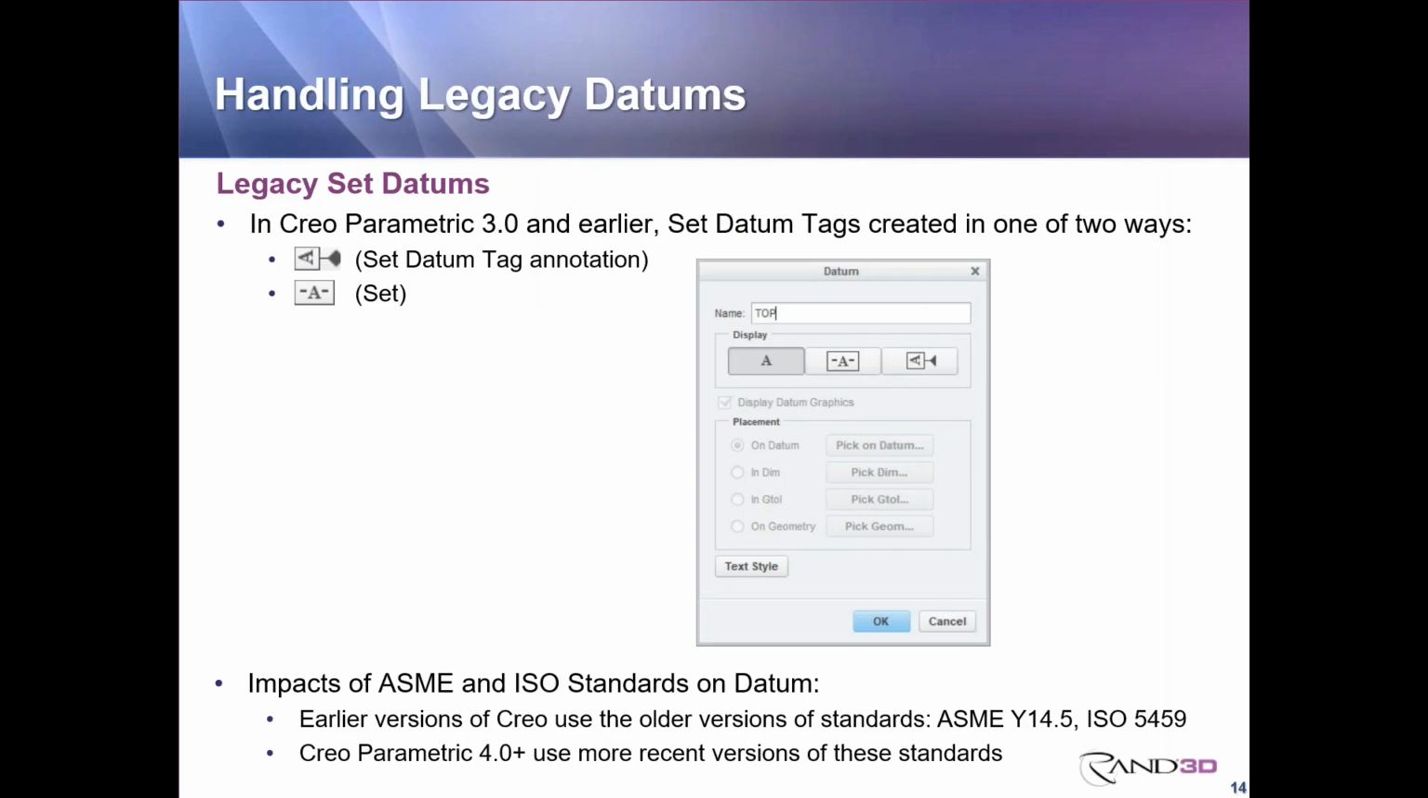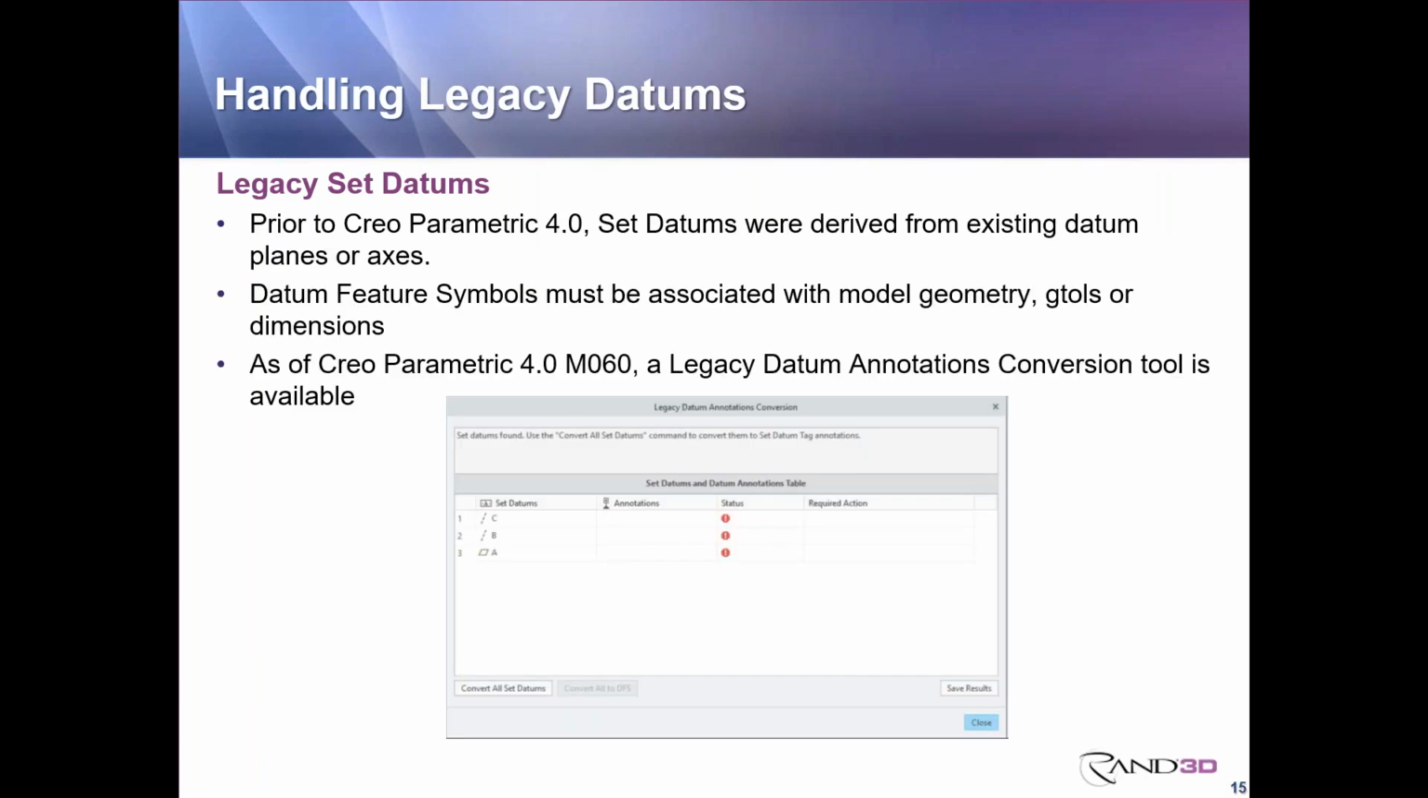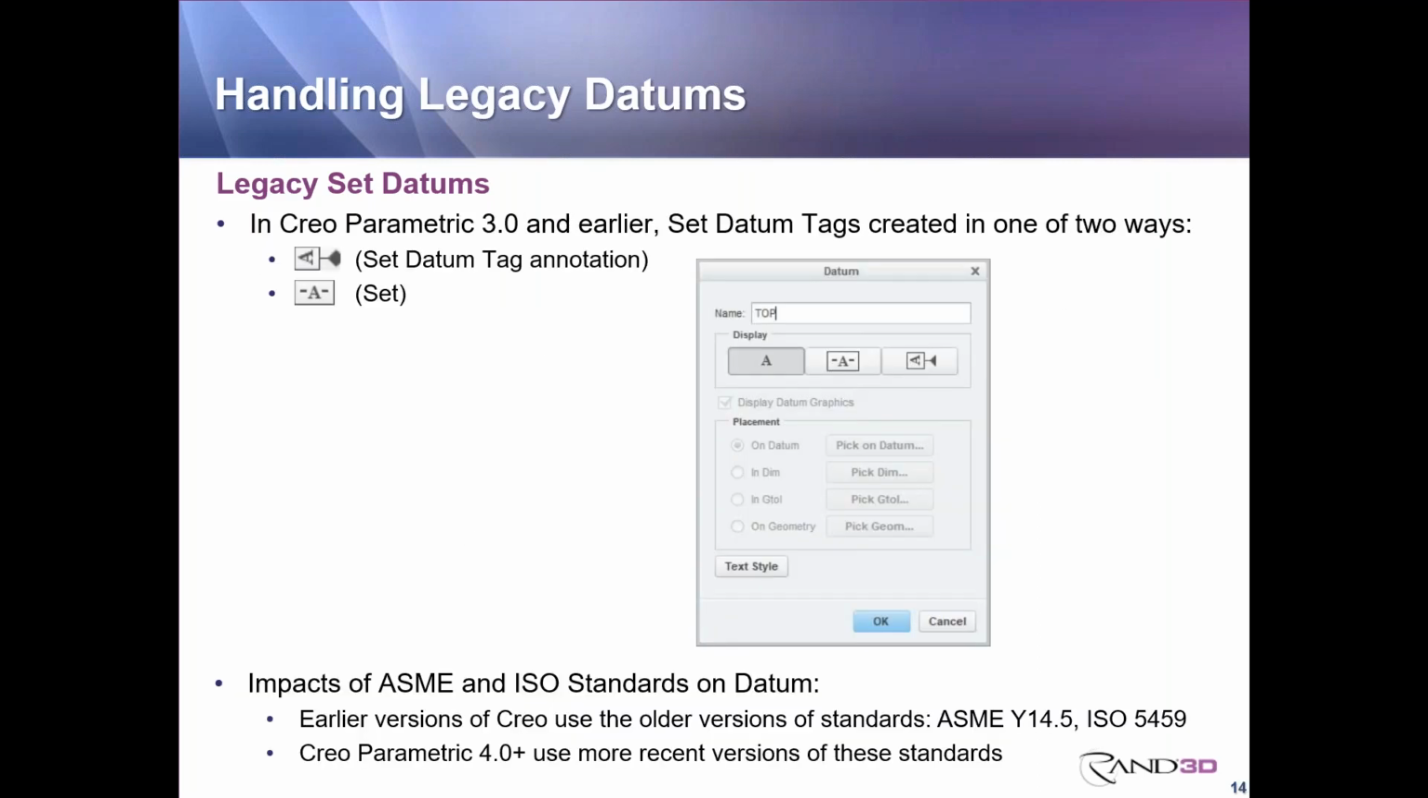Now that we have the datum feature symbol, we can create this either as a standalone annotation or inside of an annotation feature, and I'll show both. You can only place a datum feature symbol on a surface, a dimension, a witness line, or geometric tolerance. So in Creo Parametric 3.0 and earlier, set datum tags could be created in one of those two ways, as mentioned in the first bullet there. The impacts we already stated for the ASME and ISO standards on datums.